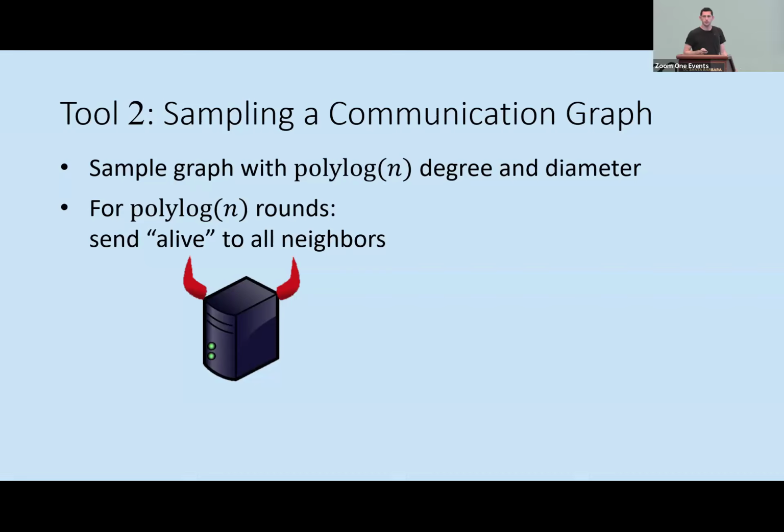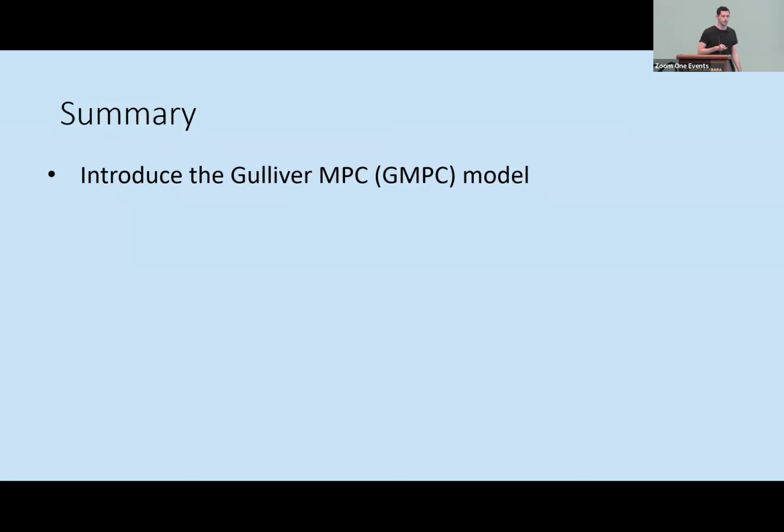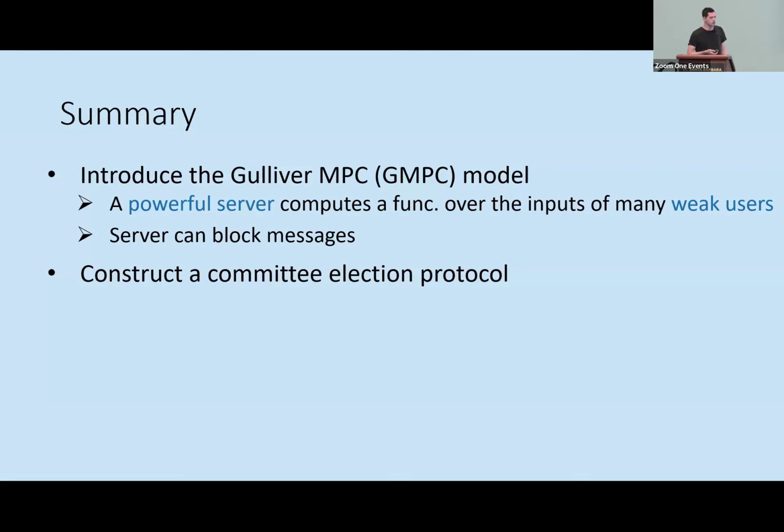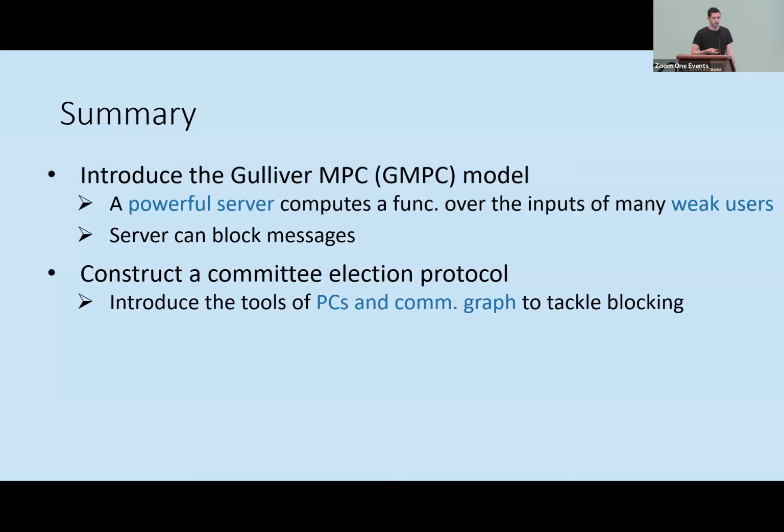Okay, so this solves the second part of the challenge. Right. So to summarize, we introduced the Gulliver MPC model, or GMPC for short, where a single powerful server computes a function over the inputs of many, many weak users. And unlike traditional MPC, here we allow the server to also block messages. And in this model, we constructed the committee election protocol, which allows all parties to agree on a small committee. And to do this, we introduced the tools of personal committees and communication graph, which tackle the block versus abort issue.